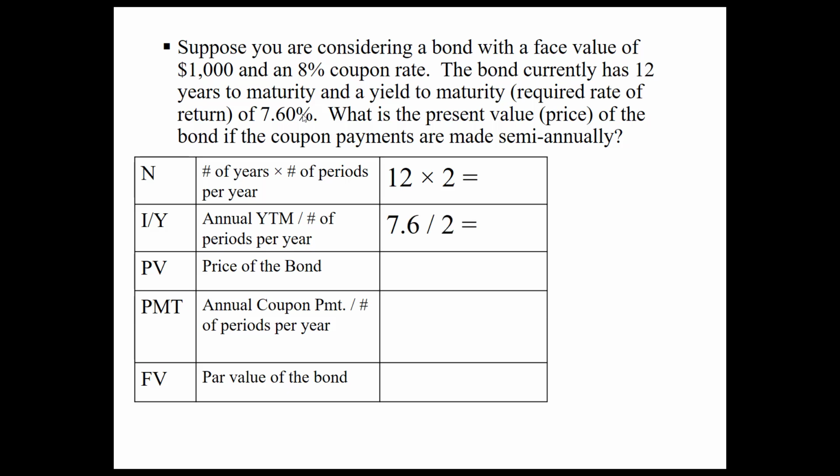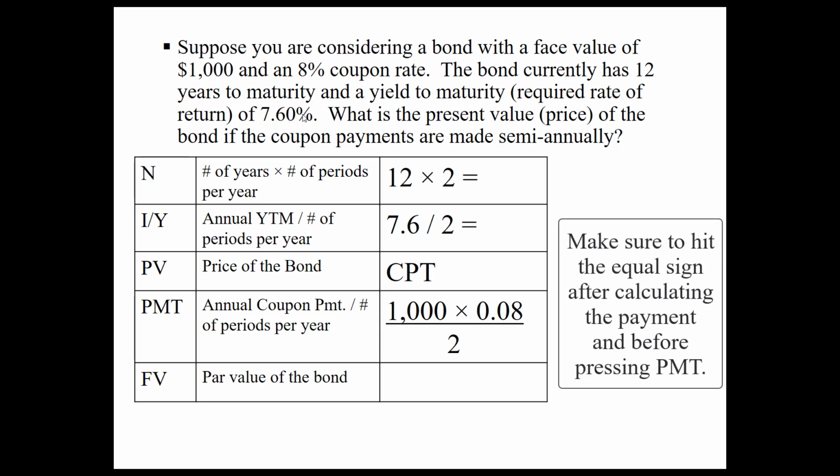Price of the bond, that's what we're trying to determine, so eventually we'll hit compute or CPT. Our payment is going to be the annual coupon payment divided by the number of time periods per year. In other words, what we're solving for is our semi-annual payment. In order to find our annual coupon payment, we take our face value and multiply it by our coupon rate and divide it by the number of time periods per year. Because this is a semi-annual bond, we divide by 2. The face value is going to be our par value of the bond, and that's 1,000.